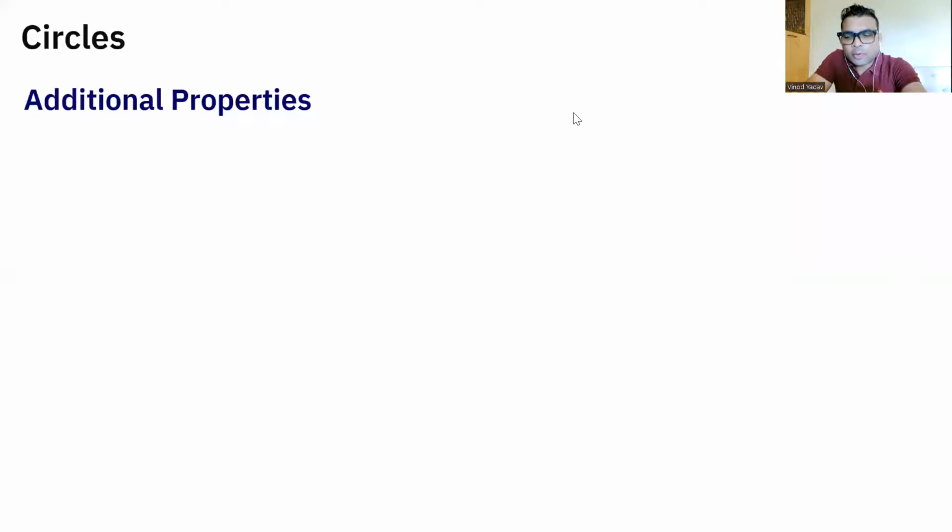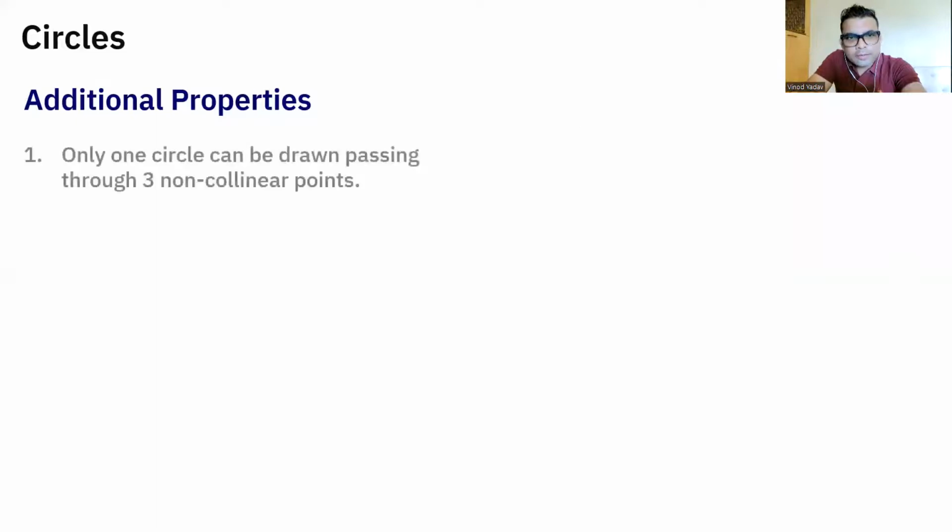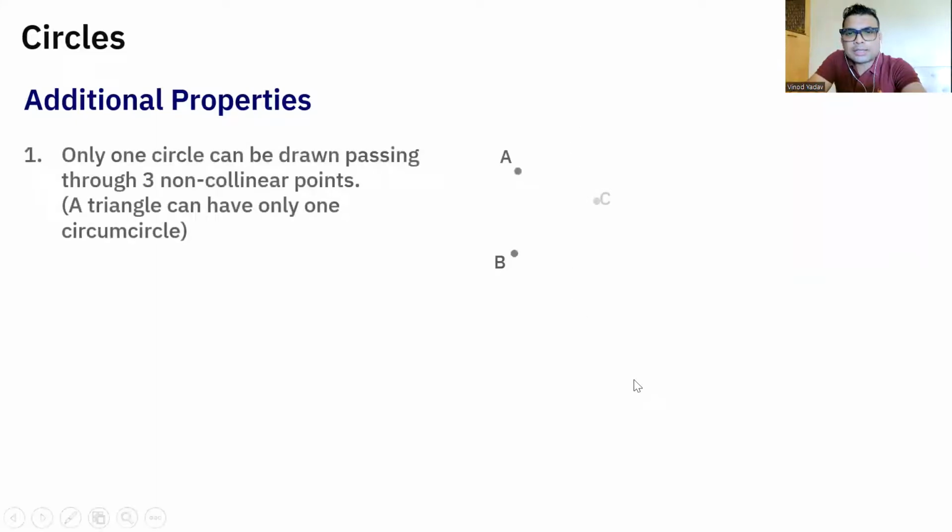Now one more thing I want to tell you: if you take three non-collinear points, connecting all of them, you can draw only one circle. So only one circle can pass through three non-collinear points. And you can easily visualize this. Remember, three non-collinear points will also give you a triangle, and a triangle has only one circumcircle.